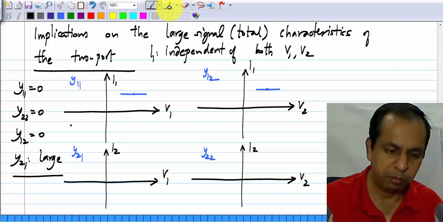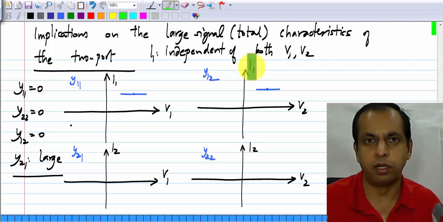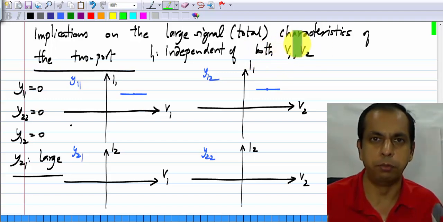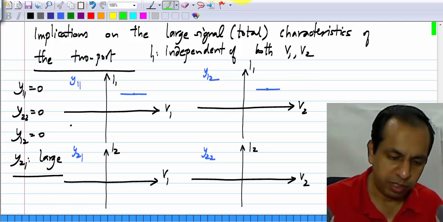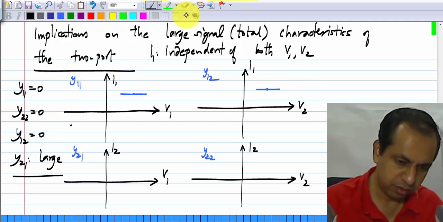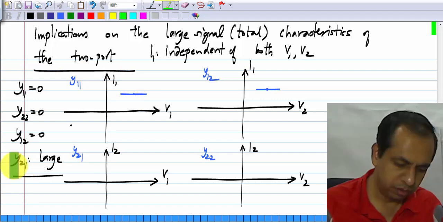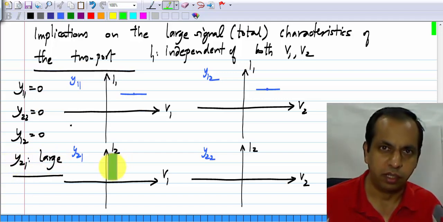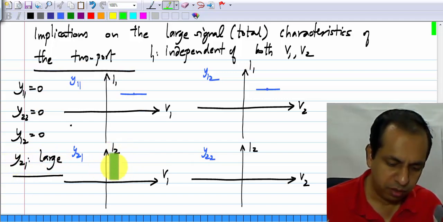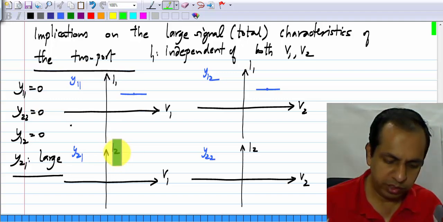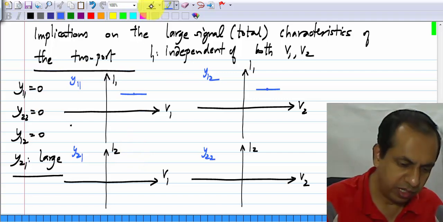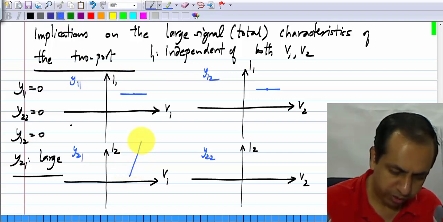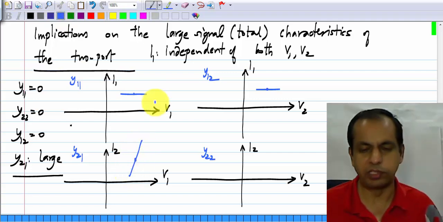Again, it has to be remembered that this needs to be true only around a certain operating point. It does not have to be true everywhere. If it is true around a certain operating point, we have to choose that operating point. And similarly, y21 is very large. So, what does it mean? The slope of I2 versus V1 has to be very large around some operating point. Okay, it has to be as steep as possible.